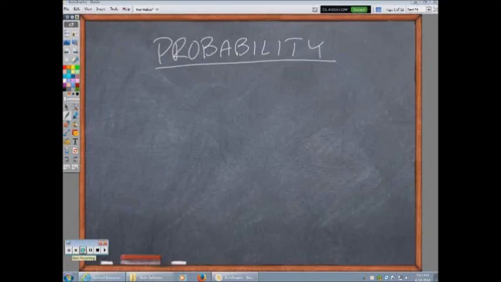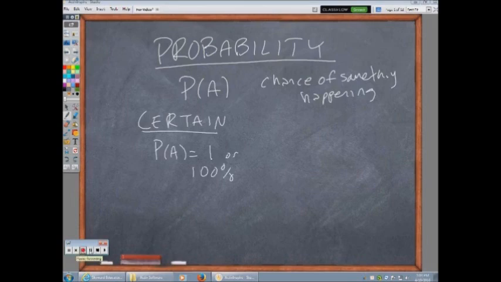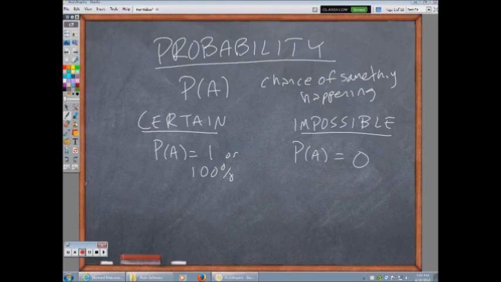Welcome. I'm going to attempt to explain probability. When we see a probability expressed mathematically, it's generally P(A), or P of A. This is the chance of something happening. If an event is certain, we say the probability is 1, or 100%. If an event seems impossible, we say the probability is 0. Most probabilities are going to fall somewhere between 0 and 1 inclusive.